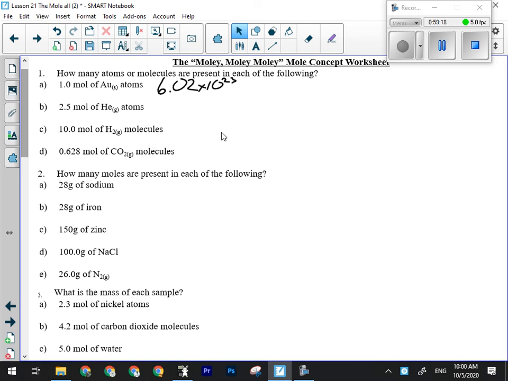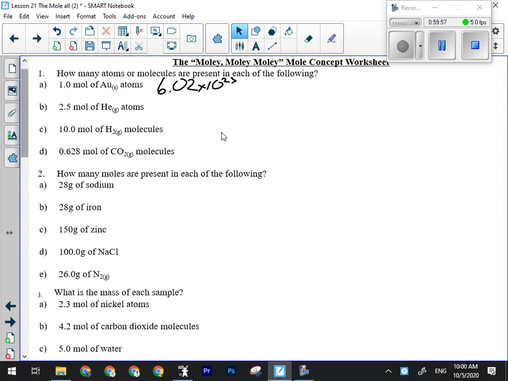All right. So, what about C? How would I calculate that one? Because it says molecules. 10 moles of hydrogen molecules. So Avogadro's number times 10. That's it. Okay, because it asked molecules, not atoms. Okay, and for this one here, 0.628 moles of carbon dioxide molecules, 0.628 times 6.02. Okay, that's how you calculate number of molecules.